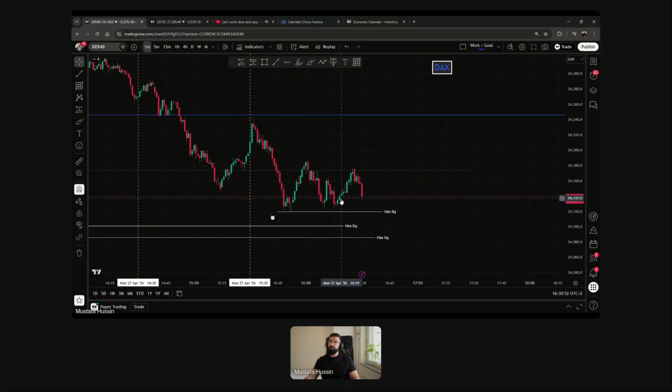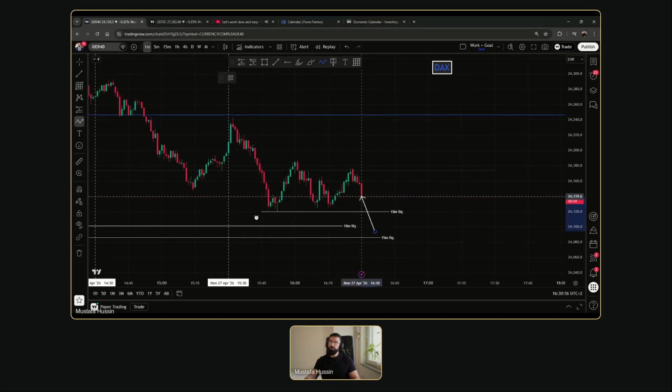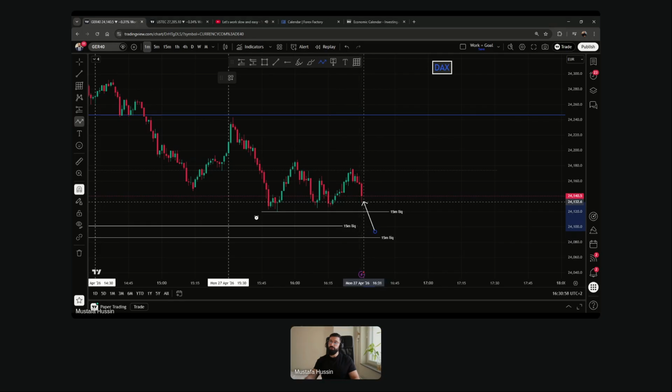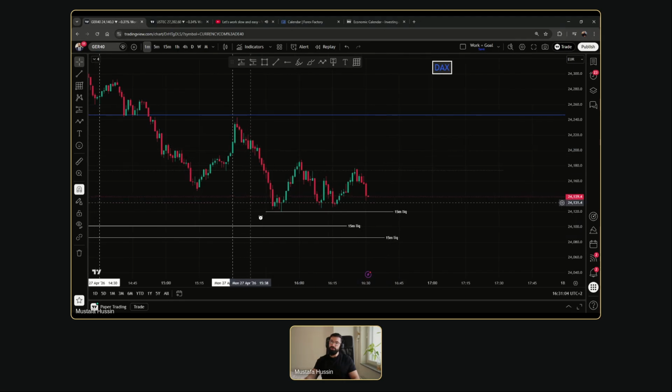So this is a fair value gap area. This is where the market is coming in. Now I'm seeing it, right? I'm not taking a trade off of it. Why? Because if I go back and think, where was the liquidity sweep?